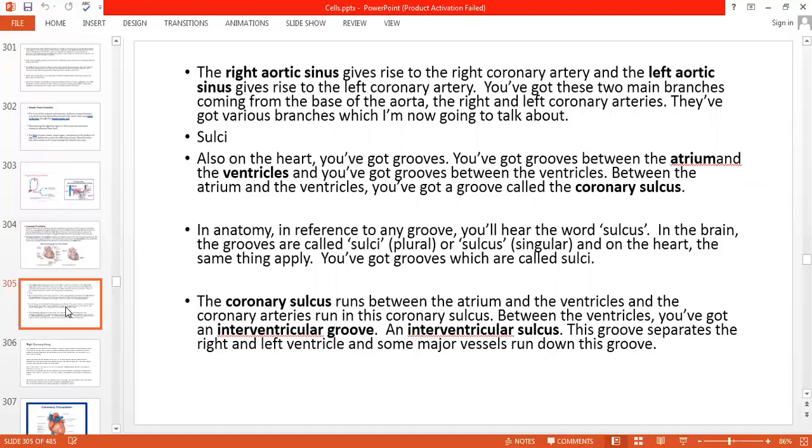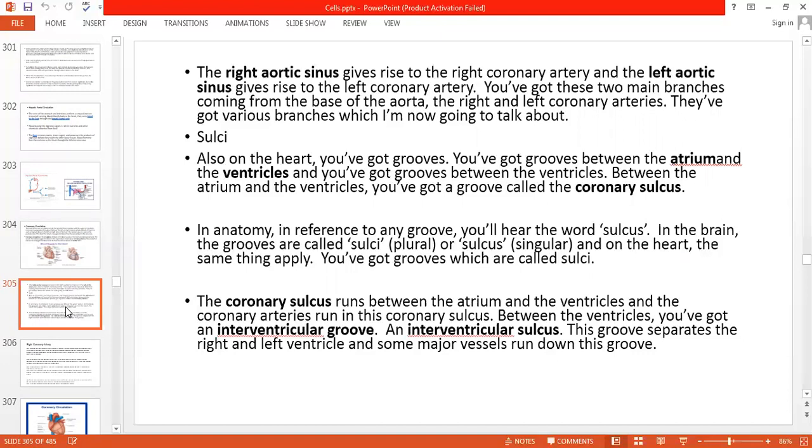Sulci. Also on the heart, you have got grooves. You have got grooves between the atrium and the ventricle, and you have got grooves between the ventricles themselves. Between the atrium and the ventricle, you have got a groove called the coronary sulcus. In anatomy, for any groove, you will hear the word sulcus.